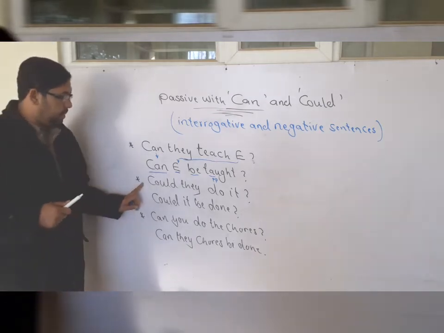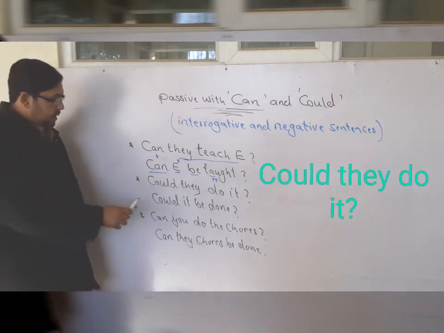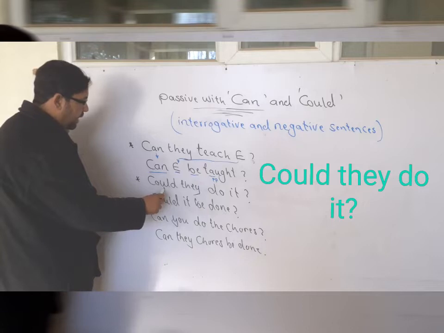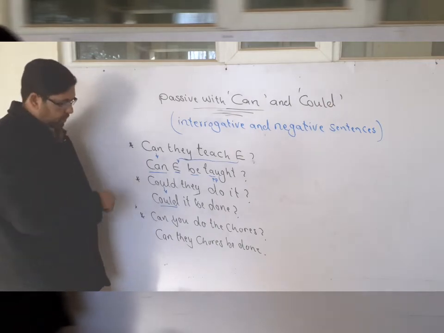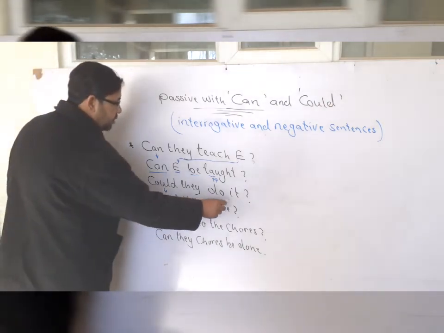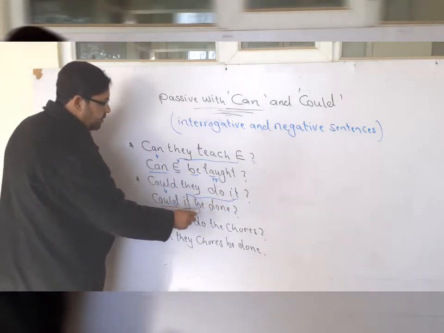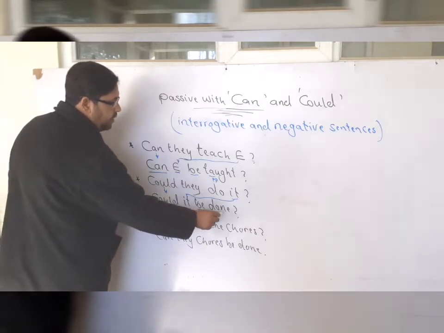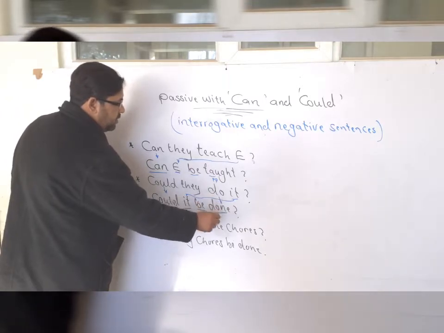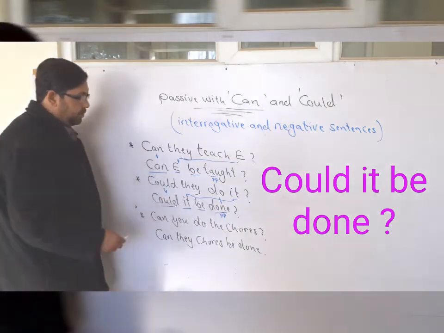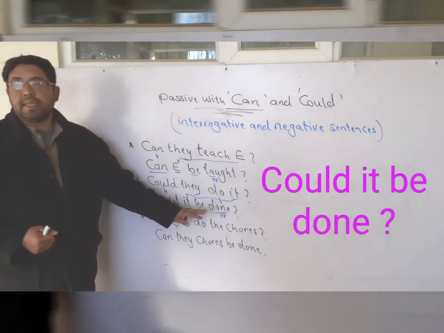The second example is, could they do it? Once again, could it be done? We haven't changed the place of could. Could is in its own place. And after could we use the object of the sentence. The object in the sentence is it. After the object we use be. After be, the third form of the verb do. The third form of do is done, the past participle form of do. Could they do it? Could it be done?